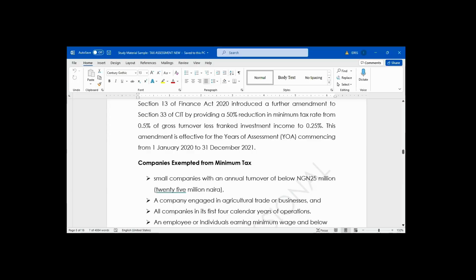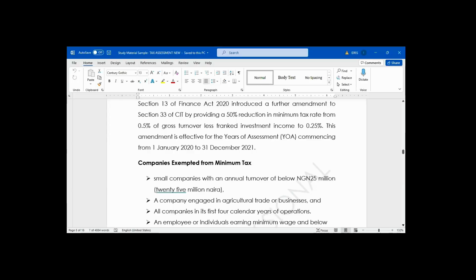A company engaged in agricultural trade or business is exempted from minimum tax. If you are into agricultural business, maybe you are rearing animals or planting crops, and you make a loss from your business, you will not pay minimum tax.